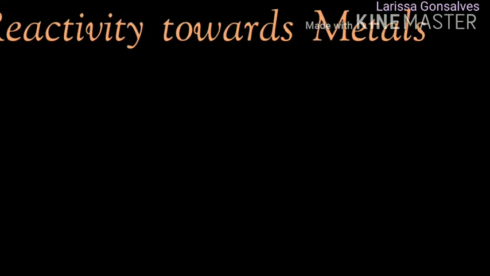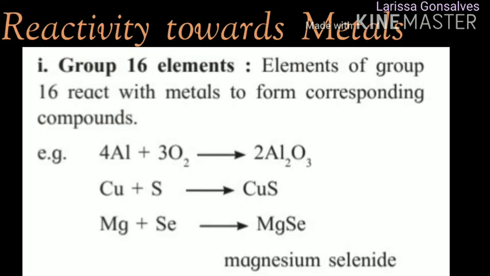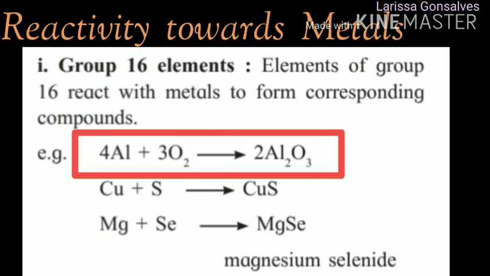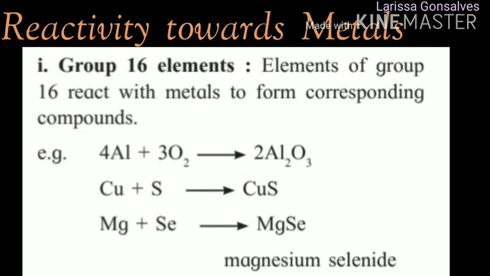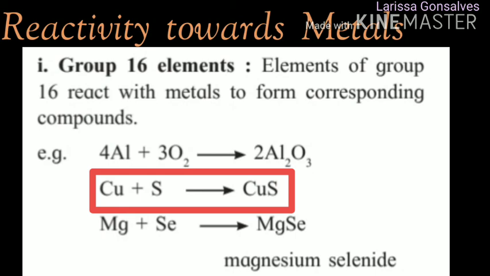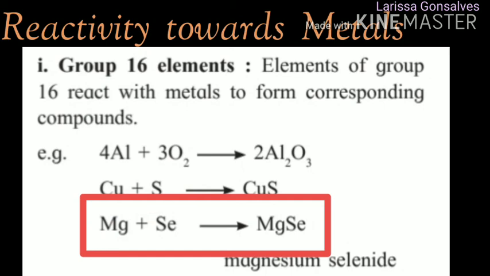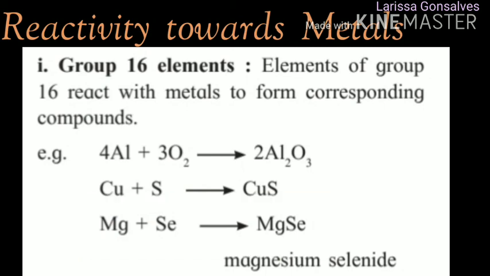The next concept is reactivity towards metals. Elements of group 16 react with metals to form compounds. Some examples are as follows. The first reaction is aluminium reacts with oxygen to form aluminium oxide. Second reaction is copper reacts with sulfur to form copper sulfide. Third reaction is magnesium reacting with selenium to form magnesium selenide.